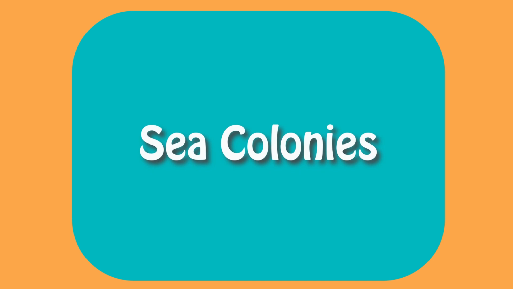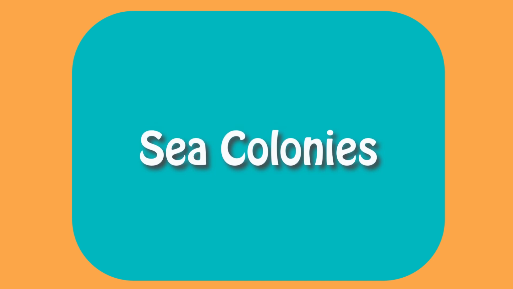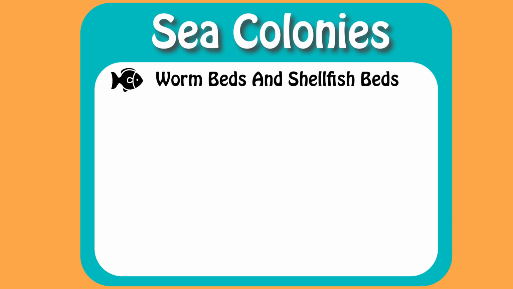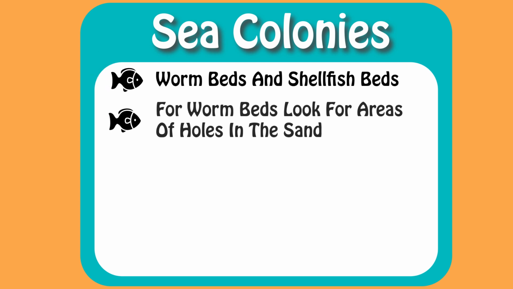Now for one of the best natural food spots for fish: marine life features. The main types of sea colony features you're likely to find are worm beds and shellfish beds. For worm beds, look for large or small areas of small holes in the ground. These will typically be lugworm burrows, though ragworm burrows can also be found, especially within estuary and harbour areas.